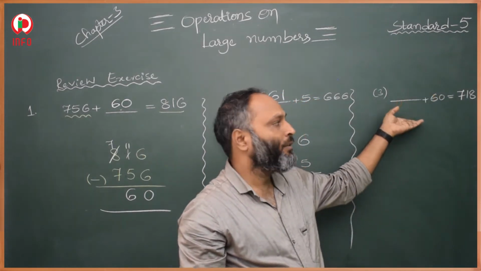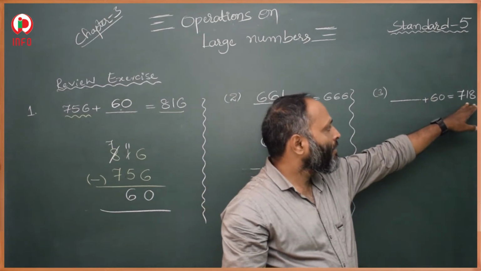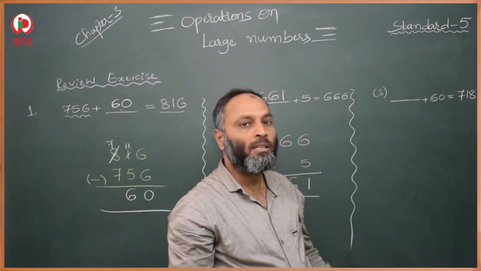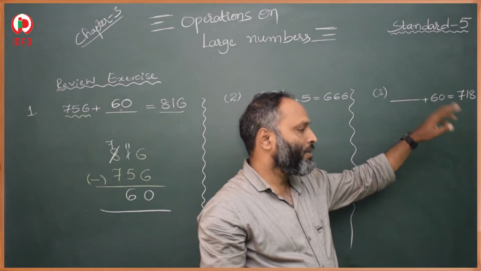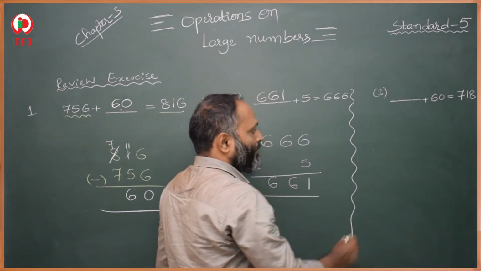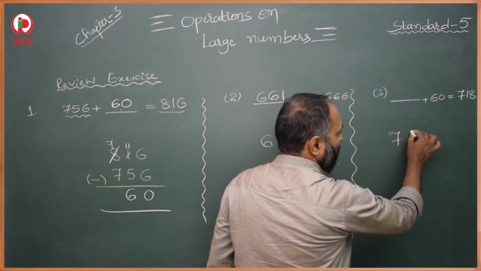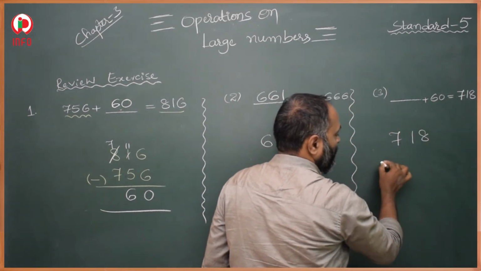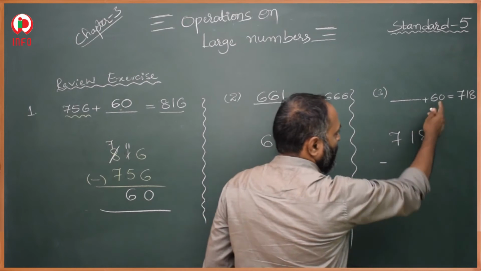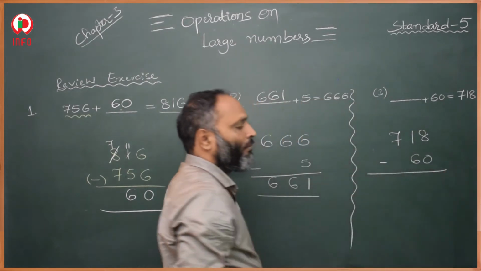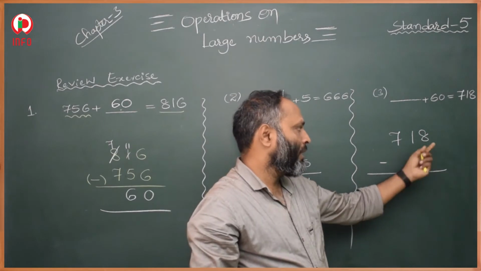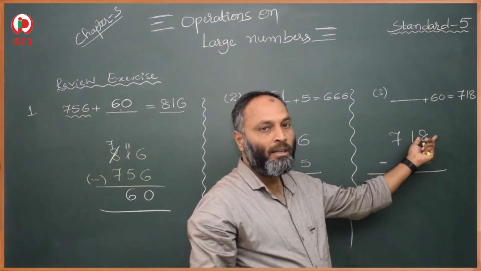In the same way, in the third question, the first addend is not given, the second addend is given, and the sum, or total, is given. If any addend is not given, what do we have to do? We have to subtract the known addend from the sum. Here the second addend we know, the first addend we don't know. That is why we take the sum first, that is the total 718. From this total we have to minus this second addend, that is 60.